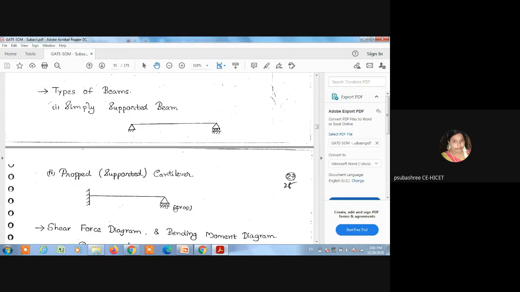Then the propped cantilever. The propped cantilever means one end is fixed and the other end is simply supported, roller, or hinged. It is also called the propped cantilever.